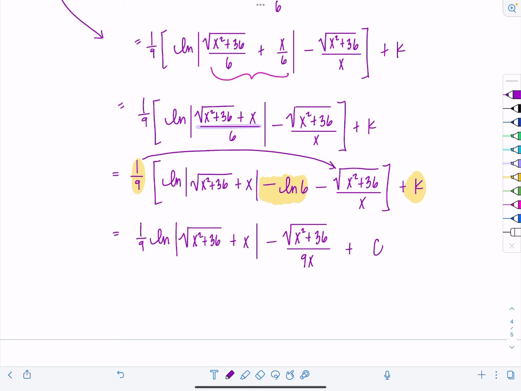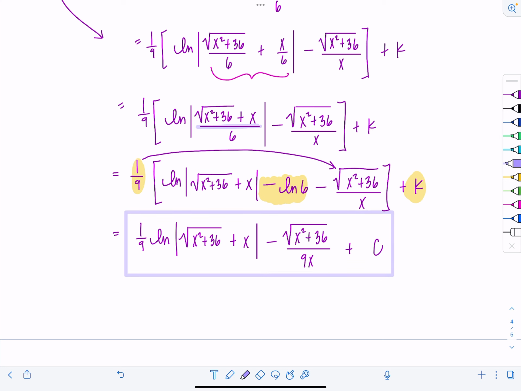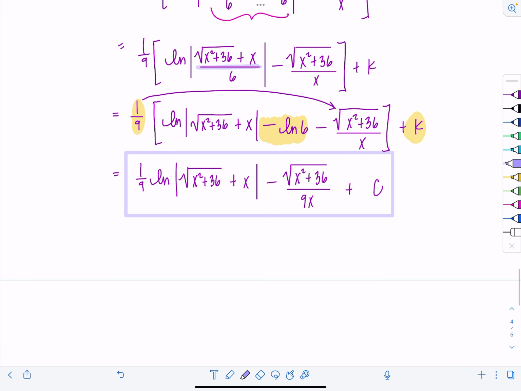plus c. Ooh, so who is this c? This is getting spicy now. Let's be precise, okay? Well, c was k combined with negative ln of 6 over 9, right? So c is equal to k minus ln of 6 over 9. And that's it. This was definitely a tricky integral.